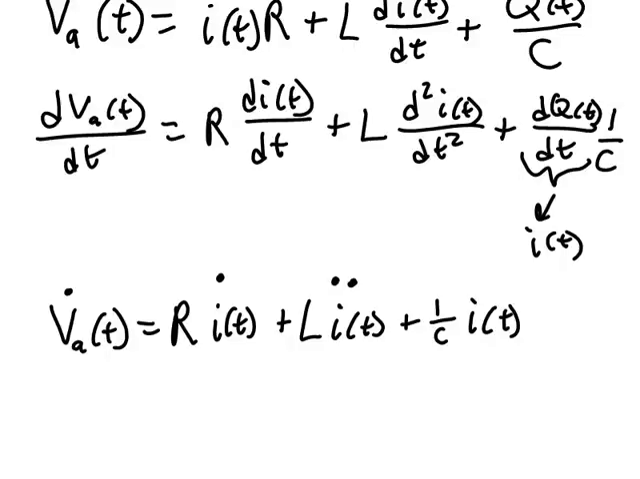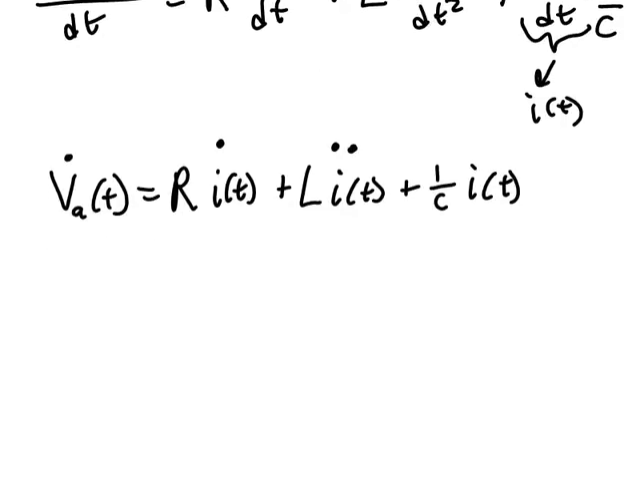So what can we tell about this system from this equation? First of all, we can tell that this is a second order system because we have the second derivative of current in the equation.